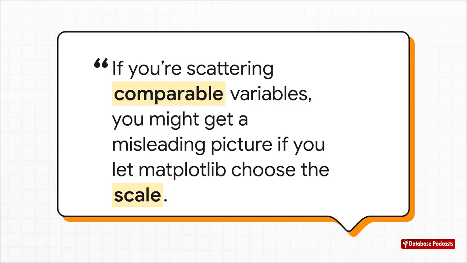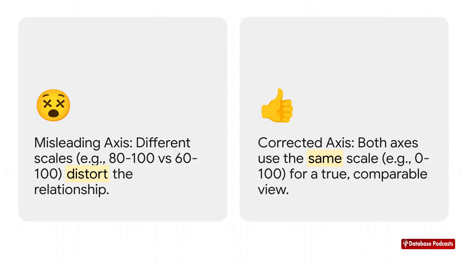The problem pops up when you just let the software, in this case Matplotlib, choose the scale for your axes on its own. It'll try to stretch the data to fill the space, and if the ranges are even a little bit different, you can get a really distorted picture. So here's what was happening. That misleading chart scaled one axis from 80 to 100, but the other from 60 to 100. It stretches and squishes the data visually.